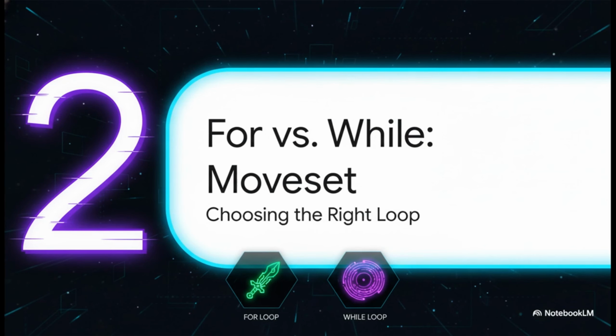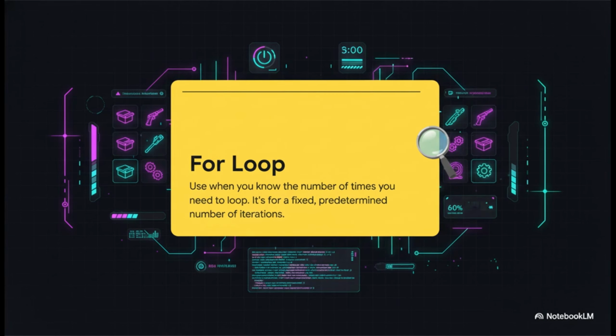All right, so just like in any good game, you've got different moves for different situations, right? Well, in Python, you have two main types of loops in your moveset, the for loop and the while loop. And knowing which one to use is the key to winning the game. So let's start with the for loop. This is your go-to move when you know exactly how many times you need to do something. Think of it as being for a fixed, totally predetermined number of repetitions.